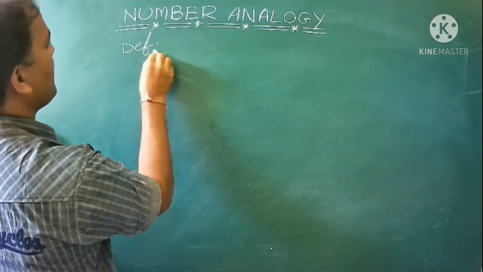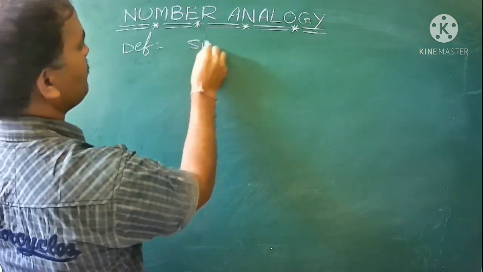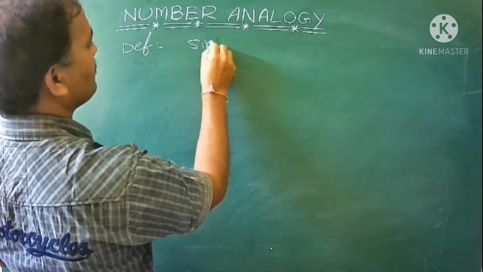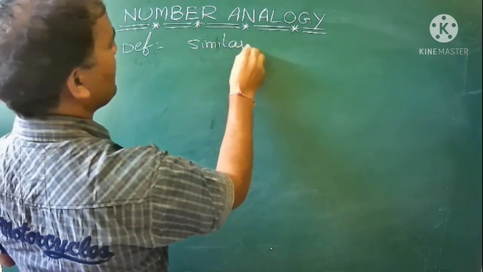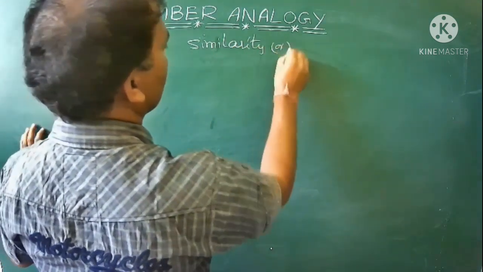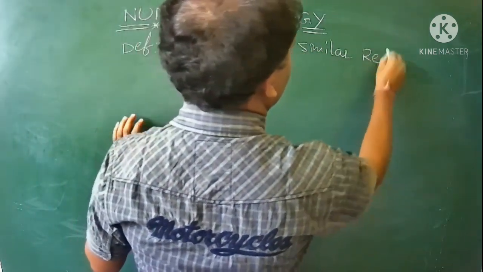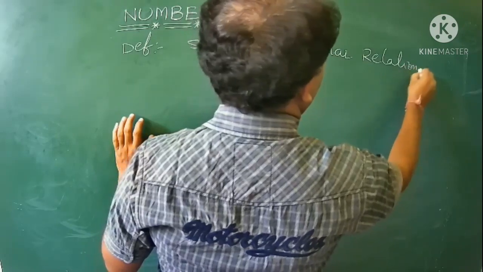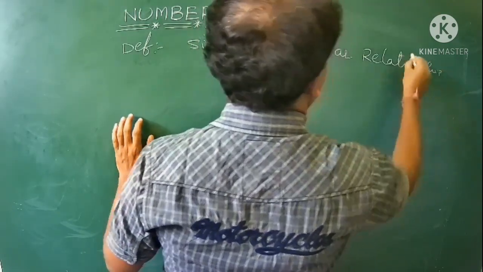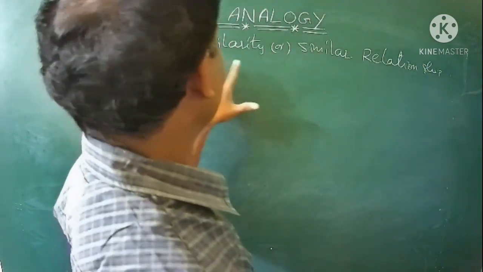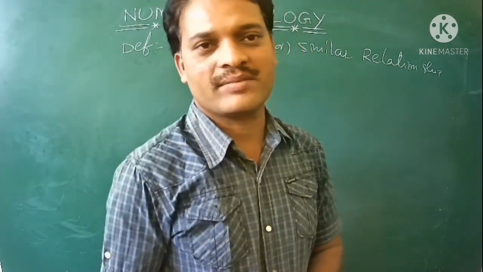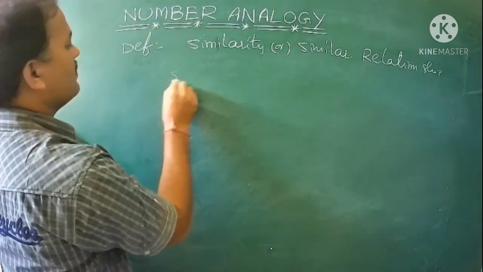What does analogy mean? Simply, it is nothing but similarity or similar relationship. Similar relationship. So, similarity or similar relationship. What is the example?